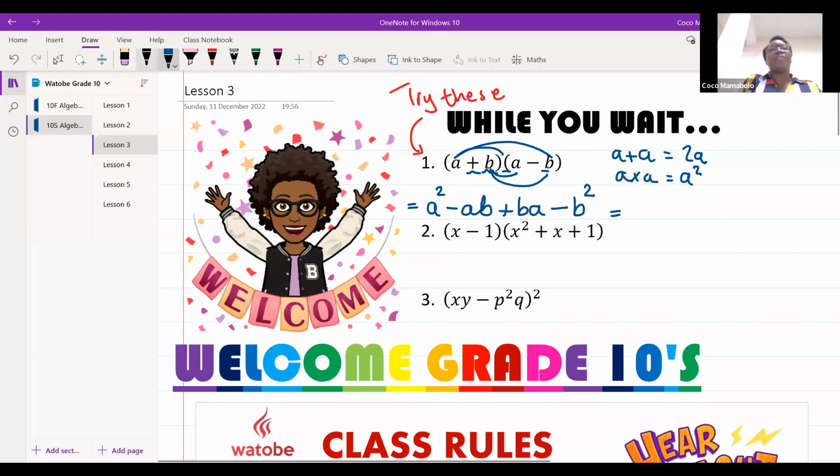Now all I have to do is look for my like terms. I'm going to add things that look the same. I know that AB and BA are the same thing, we just swap them around. Just give me a second, guys. Okay, there we go. So negative AB plus AB, or BA, is just 0. They're going to cancel each other out. So I'm going to end up with nothing in the middle, and all I'm going to have left is A squared minus B squared. That's where we're sitting at the moment.